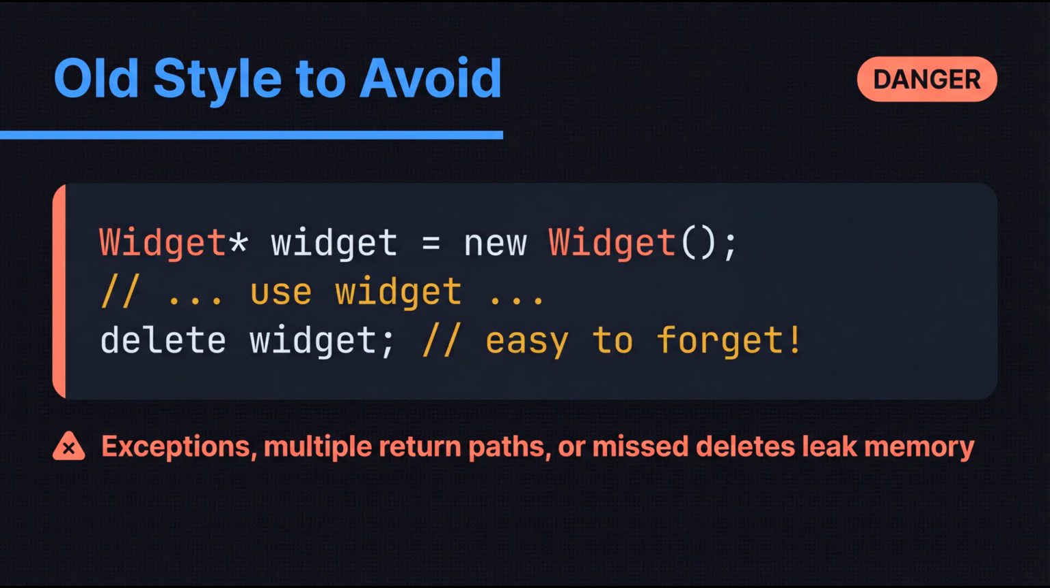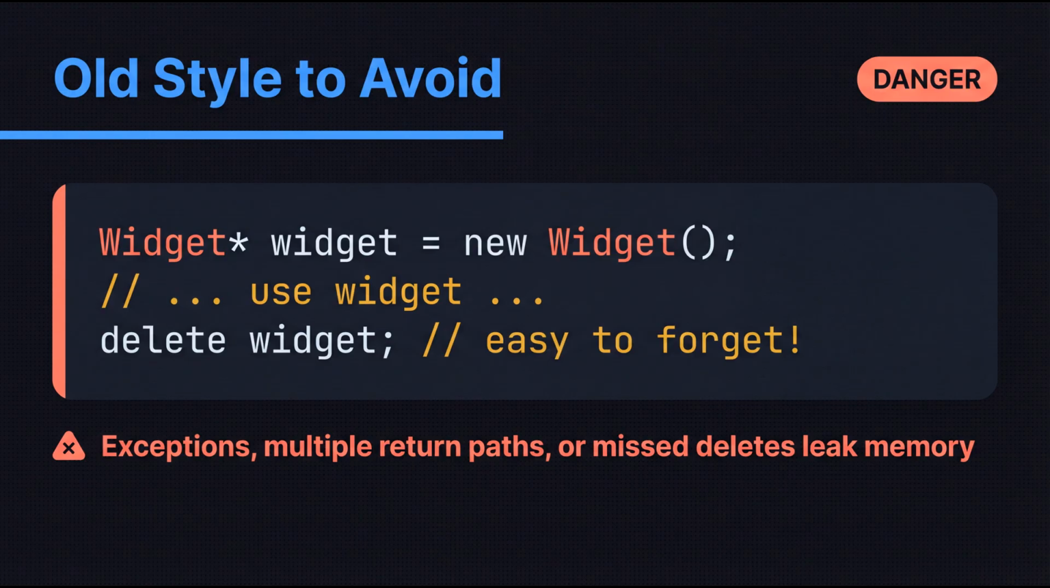This is the pattern you should recognize and replace. Widget* widget = new Widget. Then later, delete widget. This style is error-prone for 3 reasons. First, if an exception is thrown between the new and the delete, the delete never runs. You leak memory. Second, if you add an early return path, you might forget to delete. Third, if the code is complex, it's easy to lose track of who's responsible for calling delete.